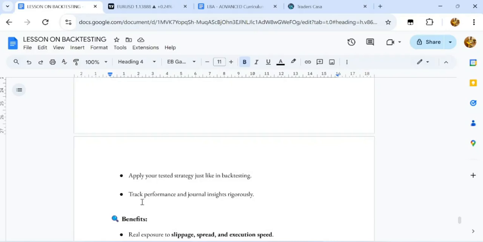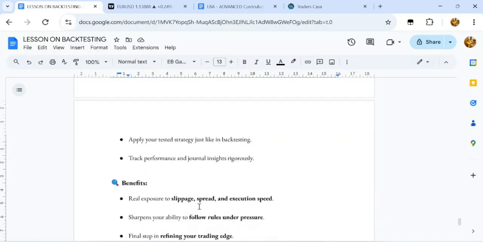So the last one is to track performance and journal insights rigorously. This is how you get the real reaction to this trading, not just in markups, not just in live testing. You need to go the last step further, which is forward testing. So any strategy, before you use it on any pair, you need to forward test it in demo, very important.